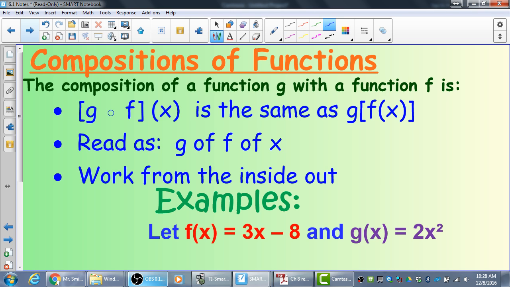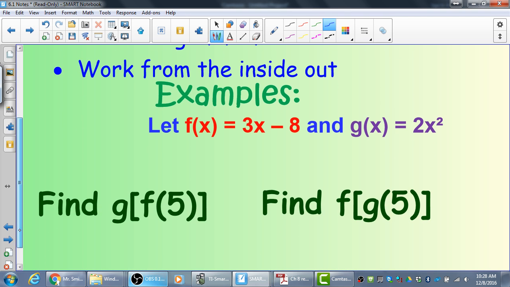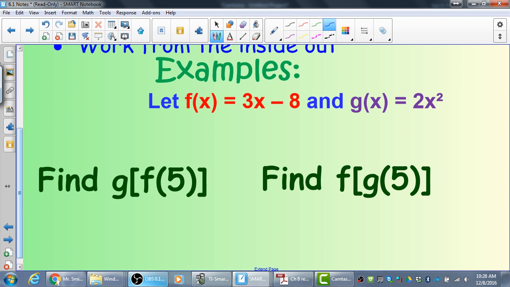G with a function f is g of f. This is the same as this. It means the same thing. It's read as g of f of x. This is read the same, g of f of x. You just put "of" in those spaces. Work from the inside out. Here's an example. We're going to work from the inside out.